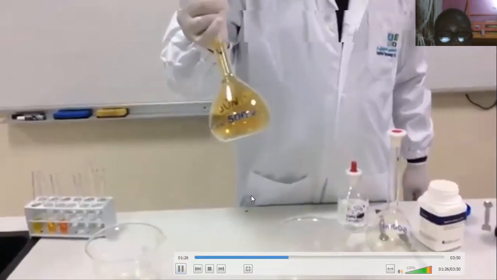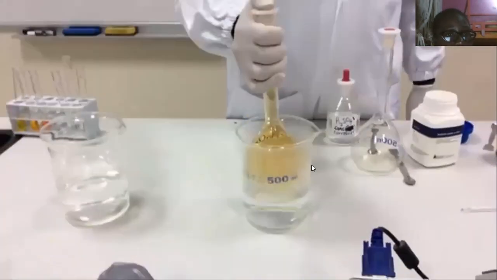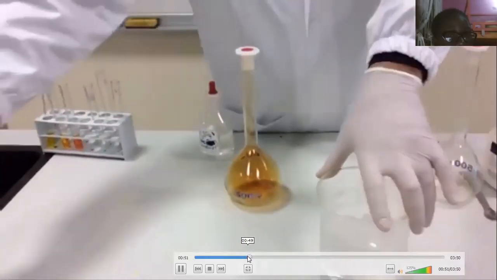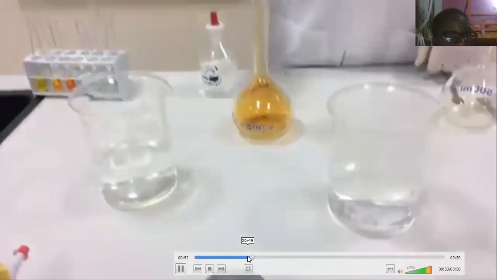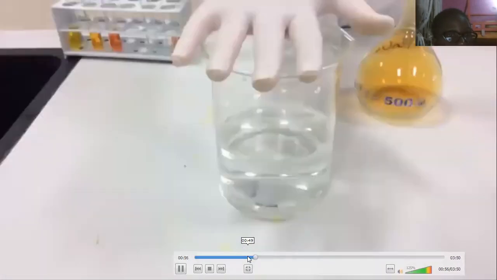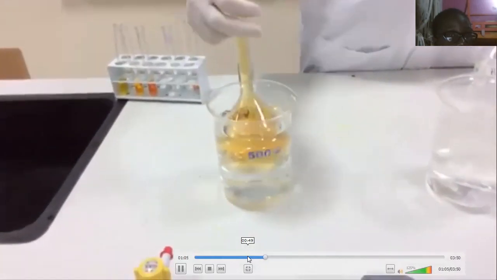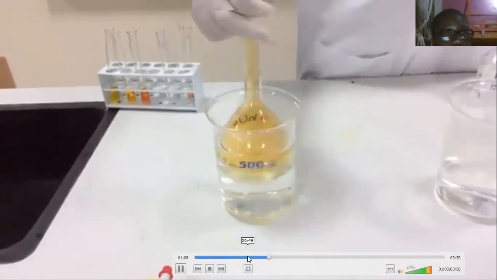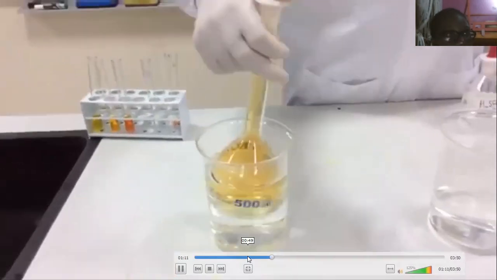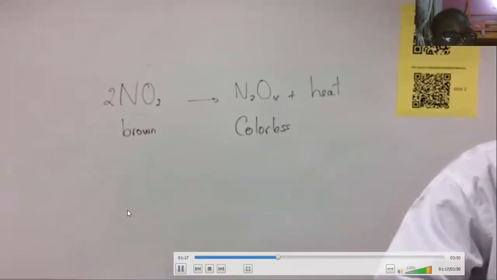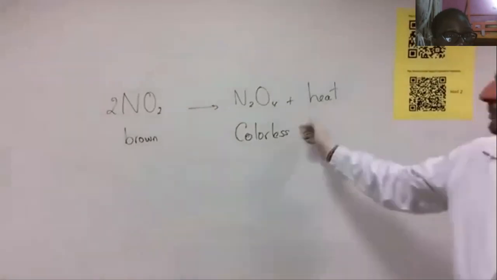The effect of temperature first and then the effect of pressure. So here you can see two beakers. This is filled with cold water and this is filled with hot water. Now when we insert this flask in the cold water, the color becomes more colorless. Yes, light brown color. According to this reaction, when we remove heat, the equilibrium will shift again to give more N2O4. It will go to the right.